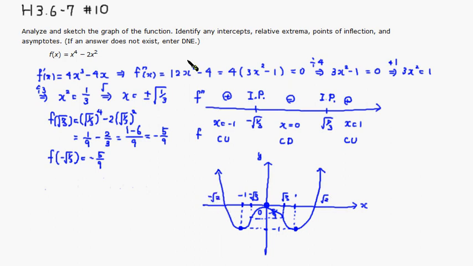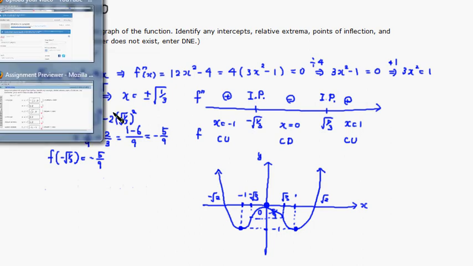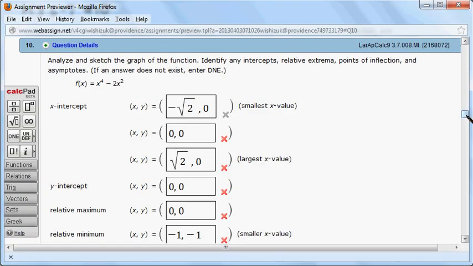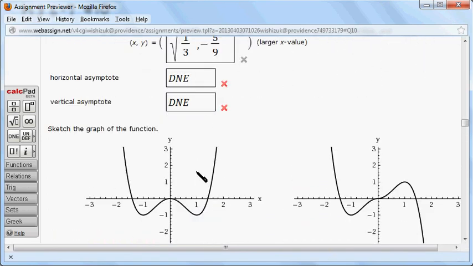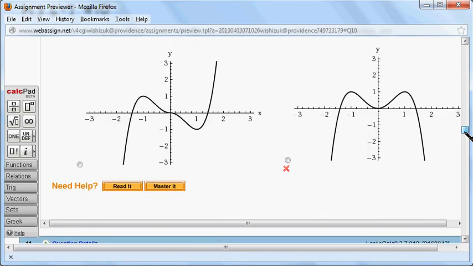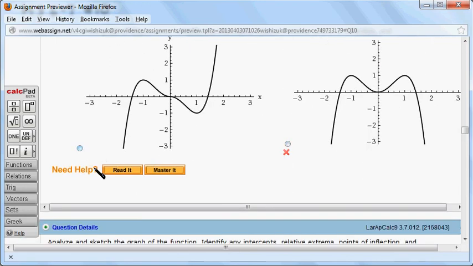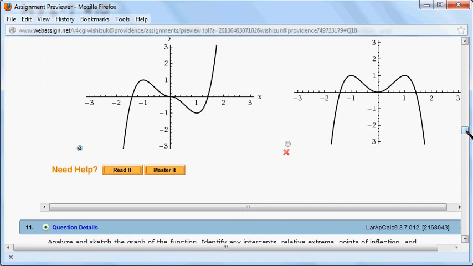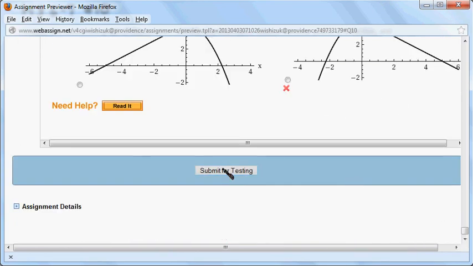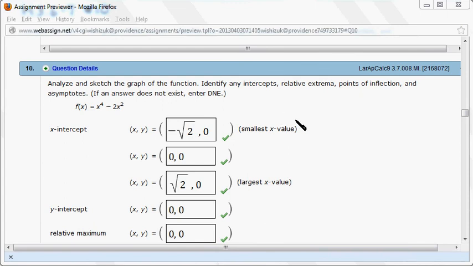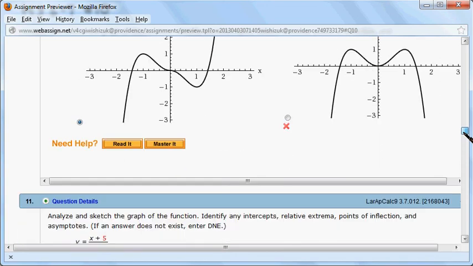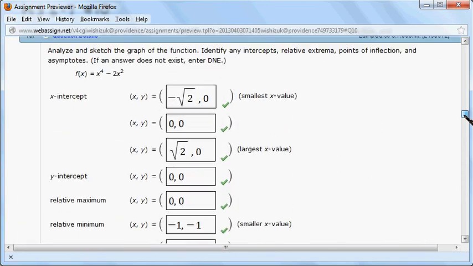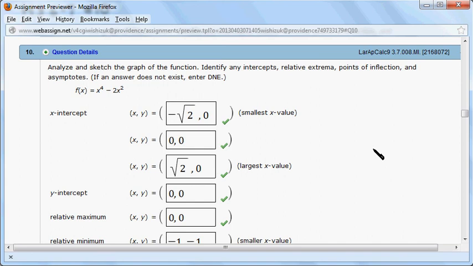All right, so let's find the correct picture. The correct graph would be, let's see, this is probably the one. Let's check the answer. Okay, it came back and looks like we got them all correctly. All right, that's it. I hope that this was clear.